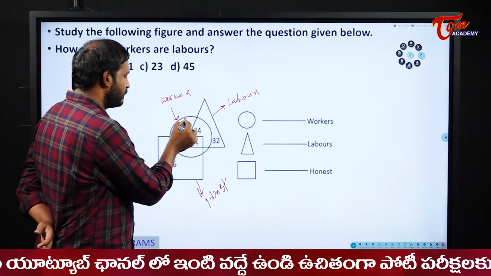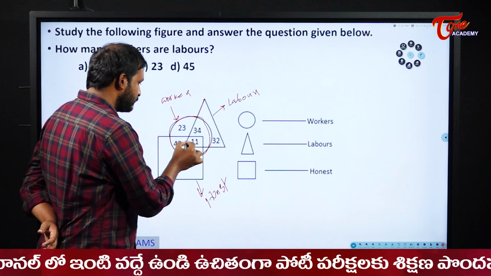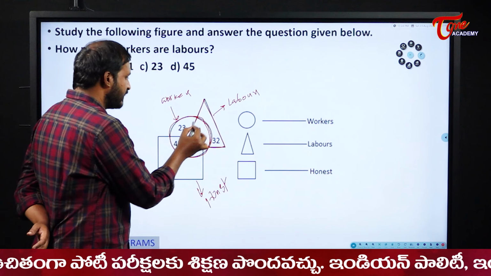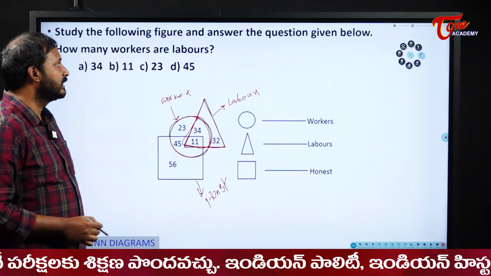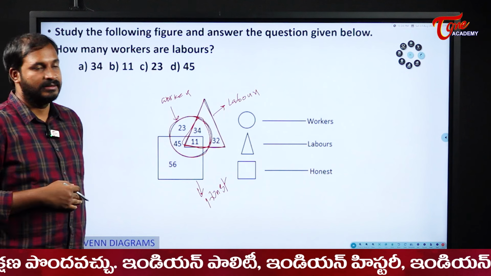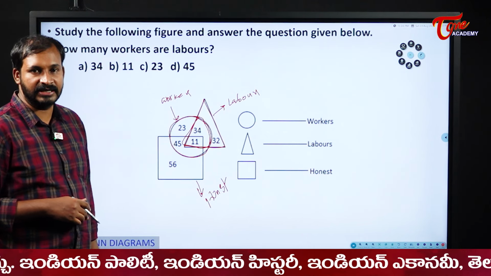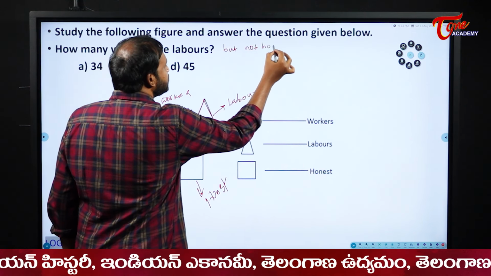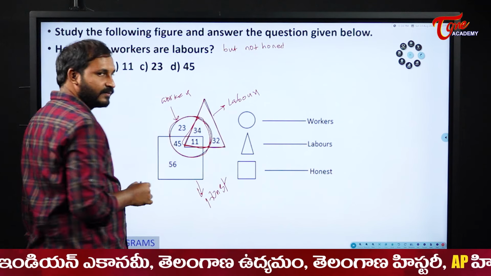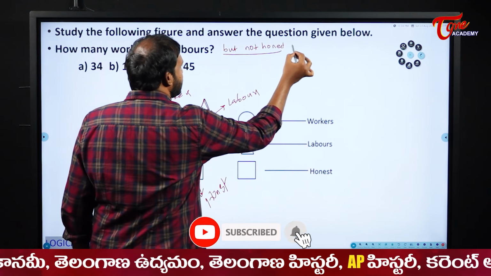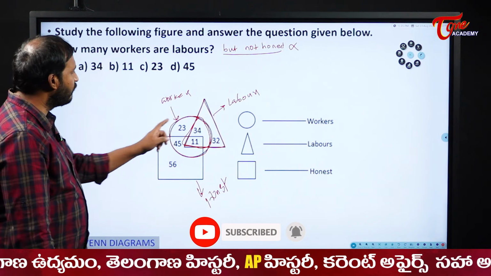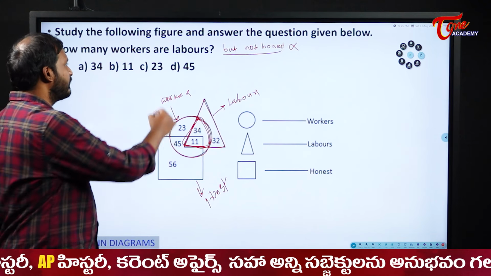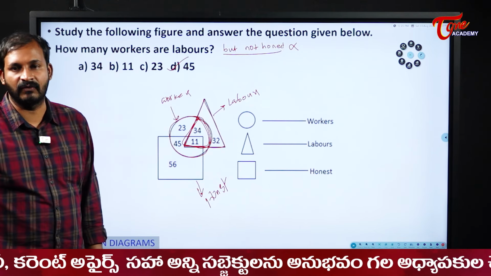Workers are the circle. Laborers are the triangle. So definitely I should take the intersection of these two. What is the intersection portion of these two? This is the intersection portion. Workers are laborers, but not honest, they didn't mention, right? If they had mentioned but not honest, then my answer might be 34. But here they didn't mention any such condition. So workers and laborers, what is the complete intersection portion? 34 plus 11. My answer here becomes 45.